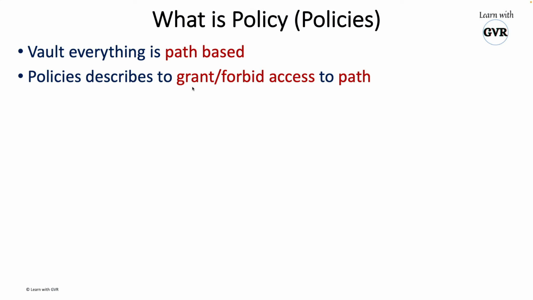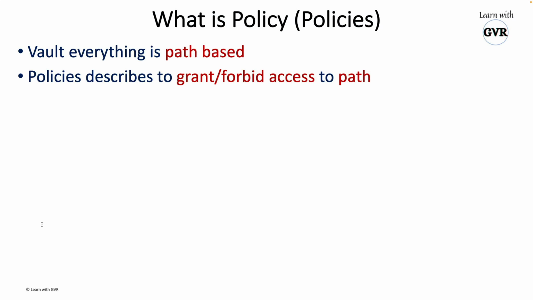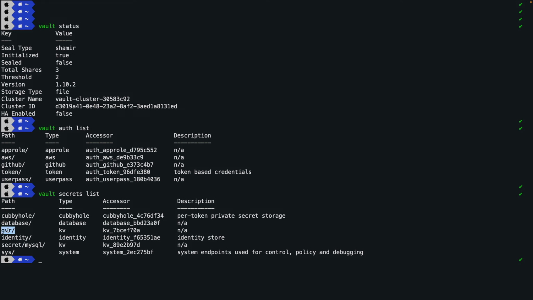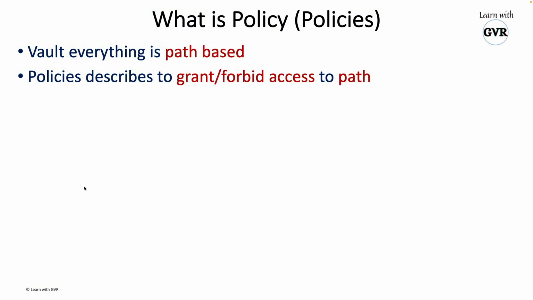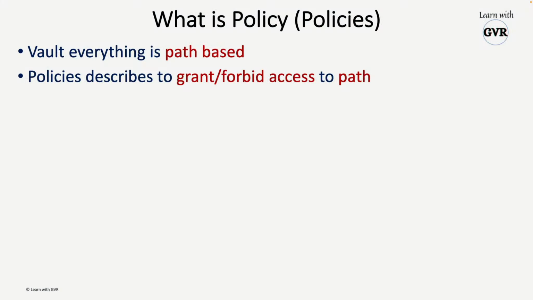Policy describes how to grant or forbid access to a path, meaning whatever the Vault policy describes decides whether to allow access to this path. Let's take an example of GVR/web UI. This is the key value. I stored some simple username and password. If you define a policy, that policy will tell whether to grant or deny access to this particular path. So whether you take auth list or secrets or anything, it's a path ultimately. We are defining whether that particular path is accessible or not.